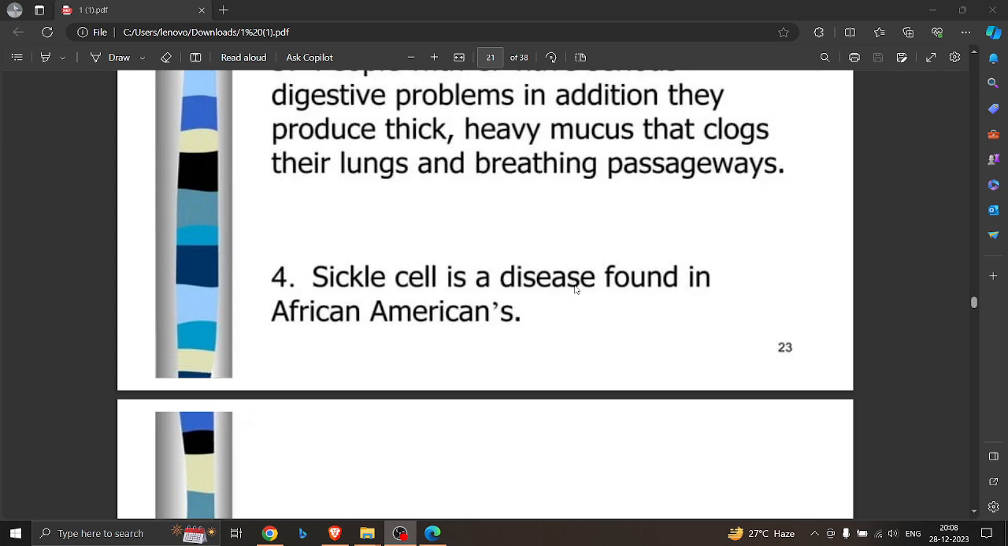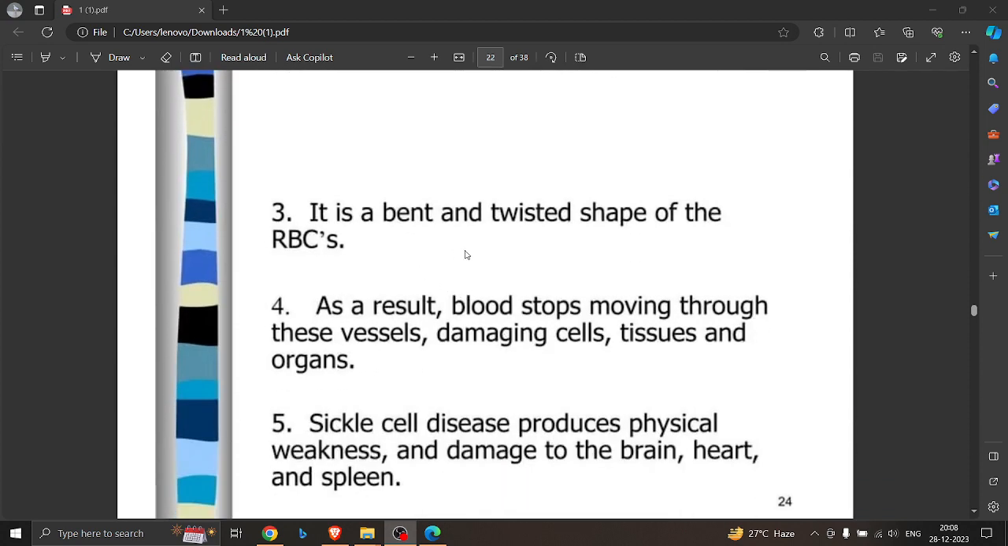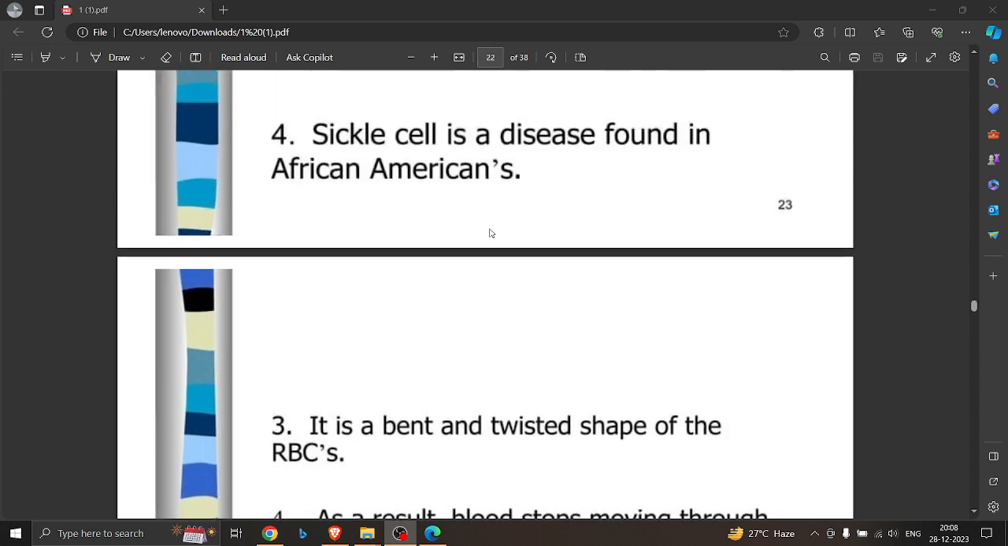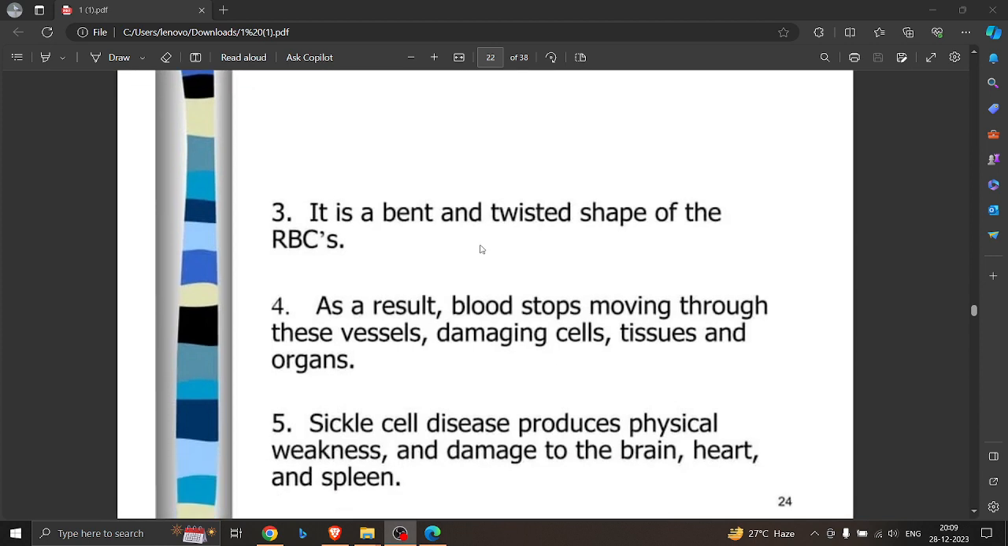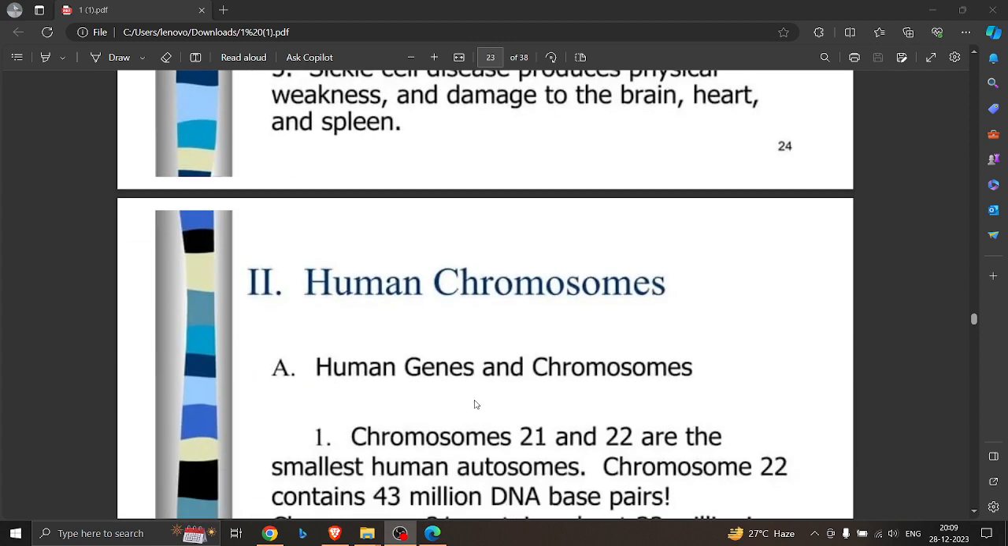Sickle cell disease is found in African Americans. Sickle cell anemia is nothing but a bent and twisted shape of the RBC. As a result, the blood stops moving through the vessels, damaging cells, tissues, and organs. Sickle cell disease produces symptoms like physical weakness and damage to the brain, heart, and spleen.